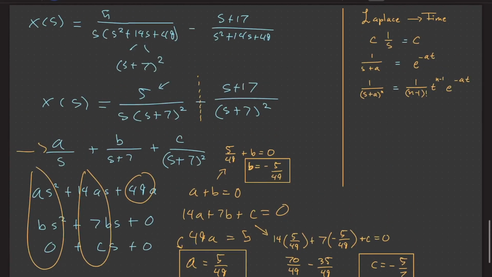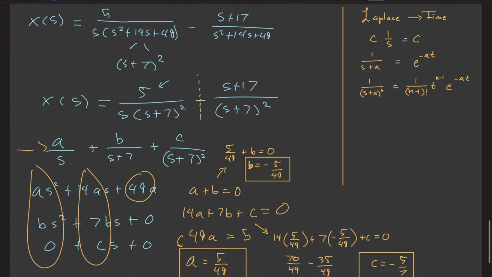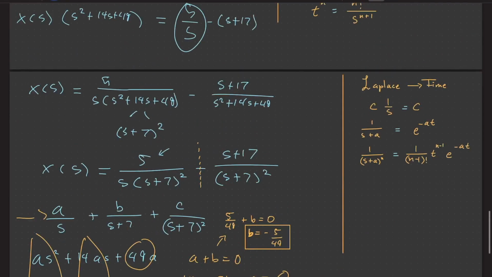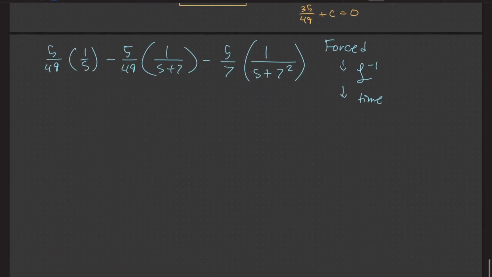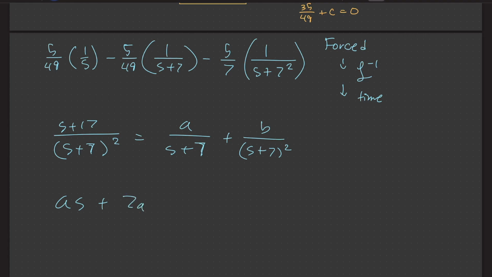I'm going to go ahead and do the partial fraction decomposition for the right side of the expression, or the free response section. So let's go ahead and do that. s plus 17 over s plus 7 squared. I think this should be a little bit faster. This should be pretty quick. So this is going to be decomposed into a over s plus 7 plus b over s plus 7 squared. So it'll be as plus 7a plus b.